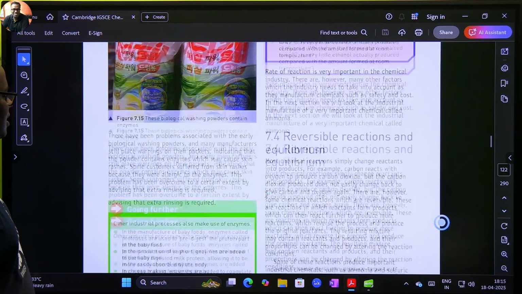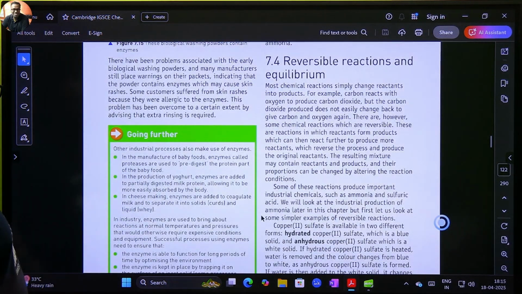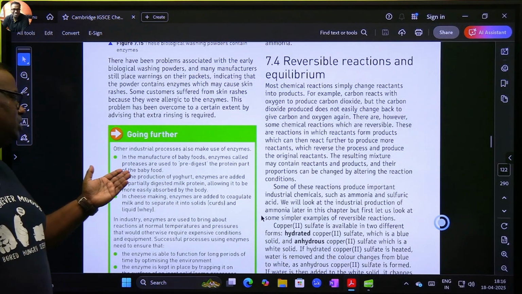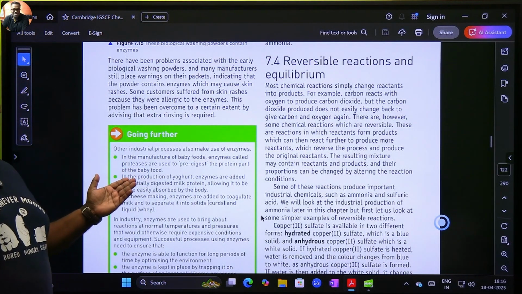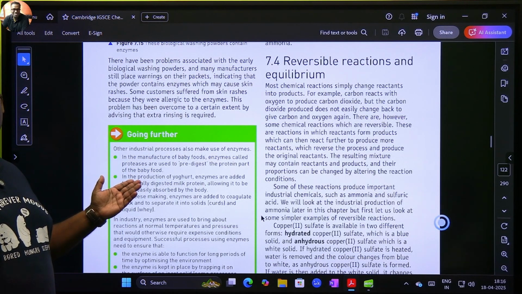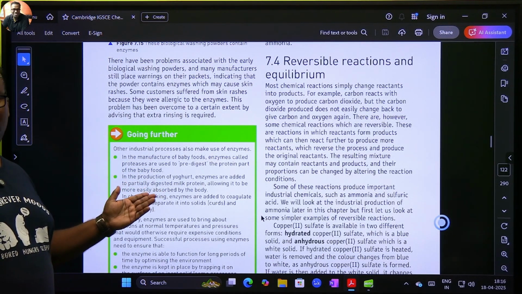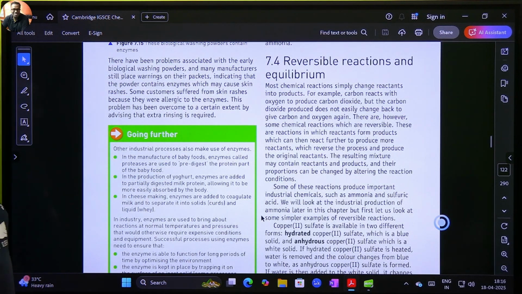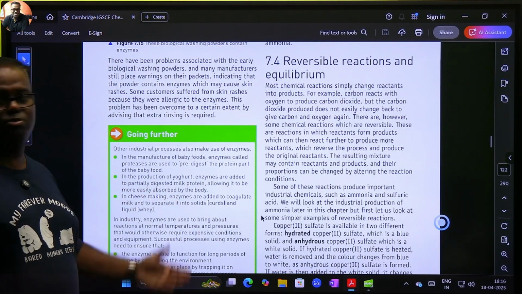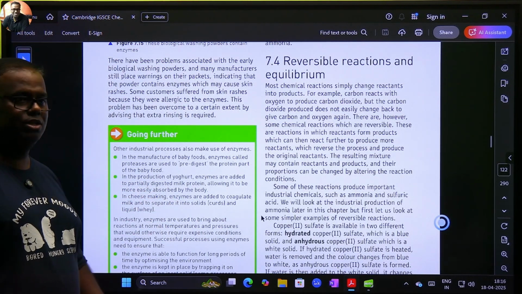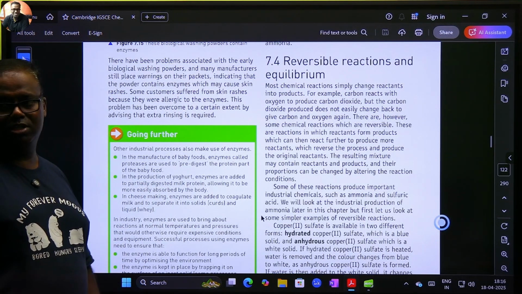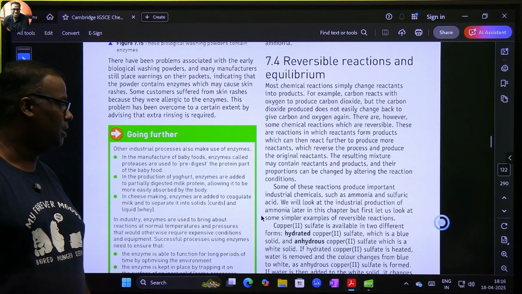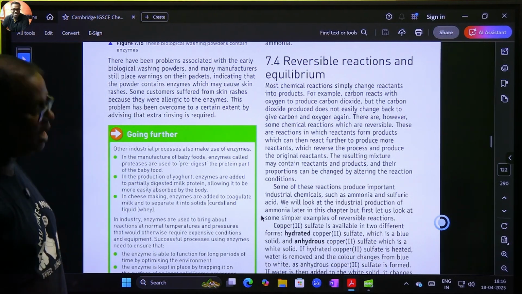So going further, this is for your read if you want. There are other things: in the manufacture of baby food, enzymes like proteases are also used to pre-digest the protein part. Babies have a problem digesting so much protein. So the baby food has protein, and protease will immediately digest the protein part, in a way giving the baby a feed which does not have that protein part. In the production of yogurt, enzymes are added to partially digest the milk protein, allowing it to be more easily absorbed by the body. Yogurts are taken during illness also because they can be absorbed by the body. It's not a complex reaction for yogurt to be digested. Is this understood? Okay.